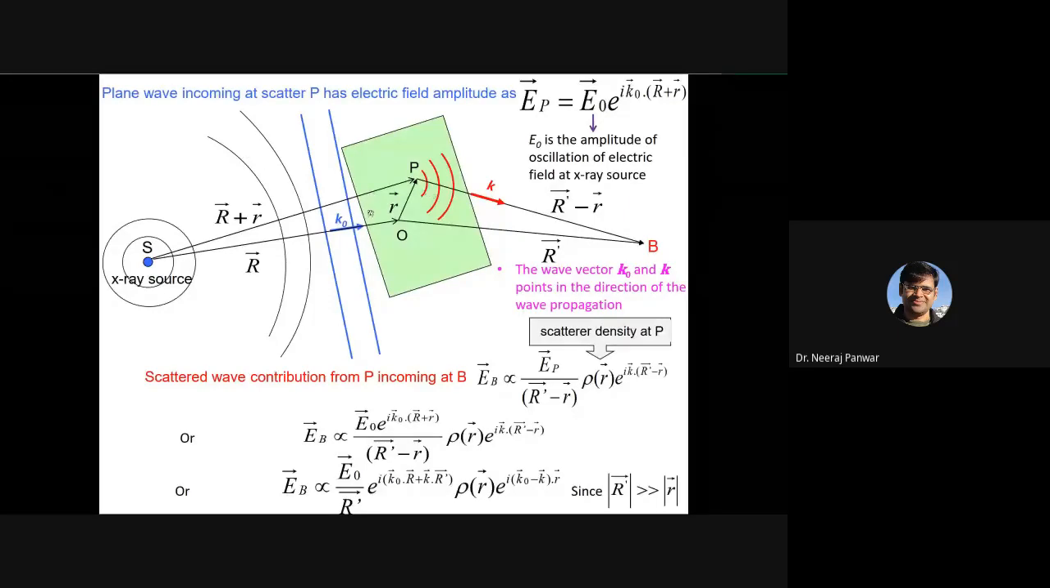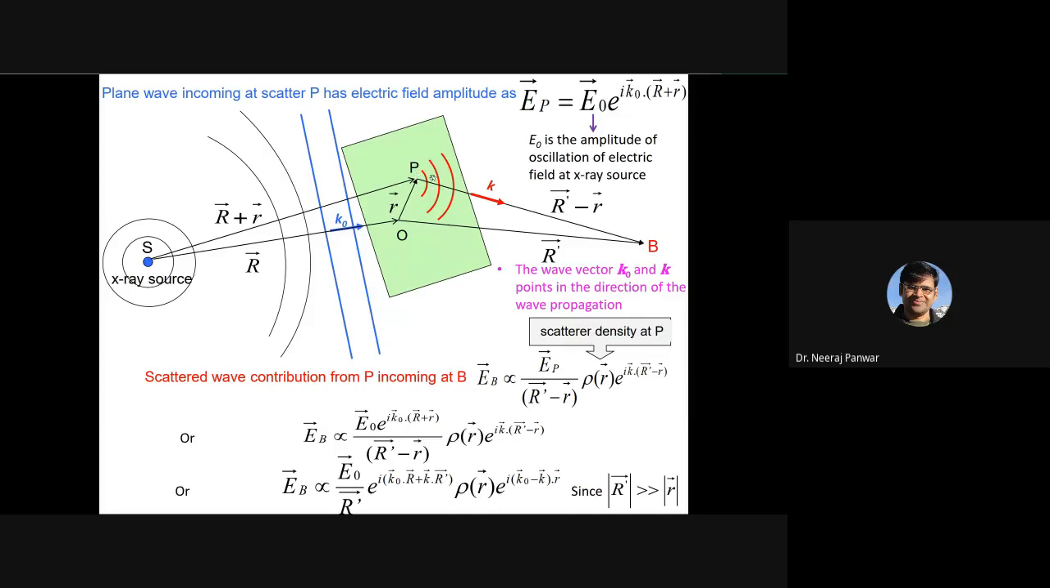Again, the same thing. Here E naught represents the amplitude of oscillation of the electric field at the X-ray source. The incident wave has wave vector denoted by k naught. The outgoing wave, or the scattered wave, or the reflected wave, has wave vector denoted by k. In some of the books, you will find that the incident wave vector is denoted by k and the scattered wave vector is denoted by k prime.